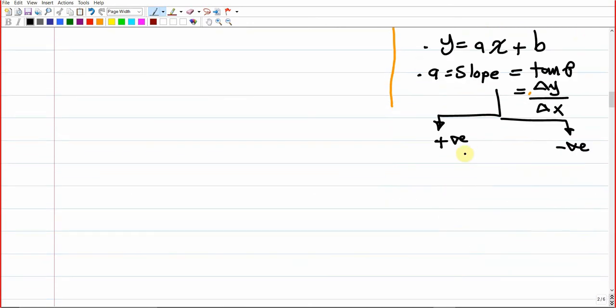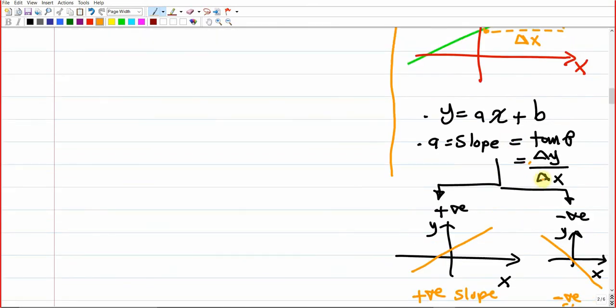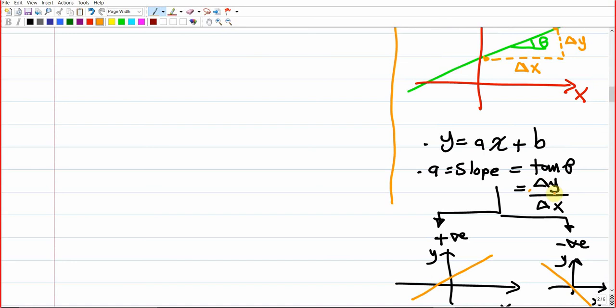A positive slope means the direction of the line, if this is y and this is x, and here we do have y and x. So for example, this one is a positive slope. The slope here is positive. But if the line goes in this direction, it means that we'd have a negative slope. To calculate the slope, it should be delta y over delta x.